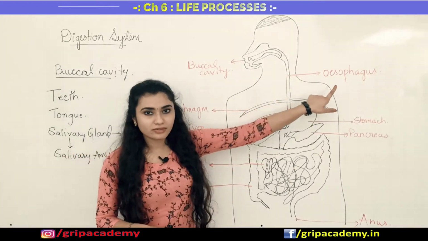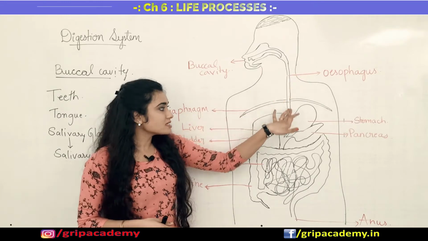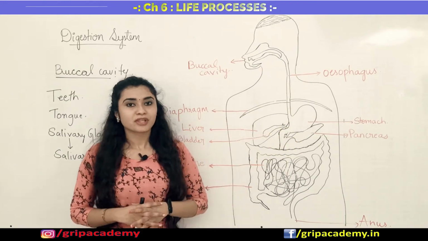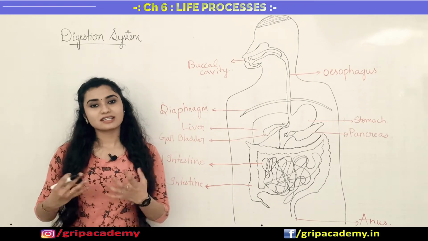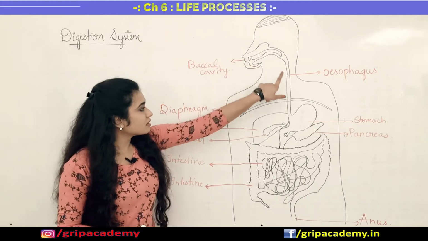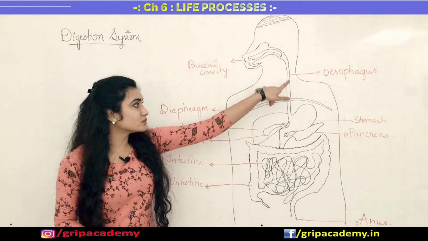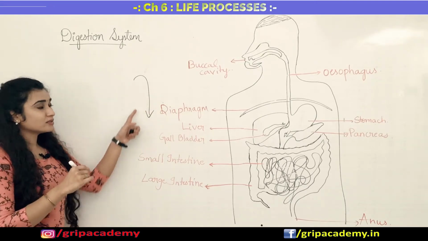Then the tongue pushes the food into a tubular structure called the esophagus. This esophagus is a muscular tube through which the food we eat passes to the stomach. One more thing: the food will not move uniformly from your buccal cavity to the stomach through the esophagus. It will not pass in a single, uniform motion.